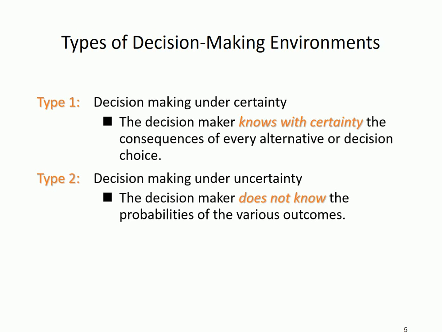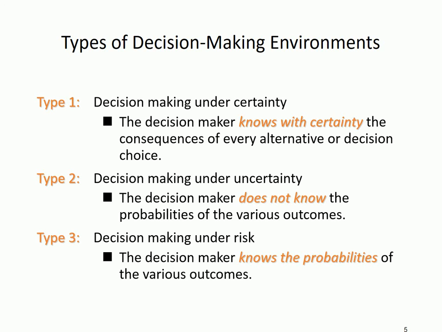Second type of situation is where you make decisions under uncertainty. In this case, the decision maker does not know the probabilities of possible outcomes. There's uncertainty, but you do not know the probabilities associated with each possible outcome. Third type is decision making under risk. This is a case where you have uncertainty and you also know the probabilities of each possible outcome. We're going to focus on type 2 and type 3 in this module. We're going to start with type 2 and then we'll move on to type 3.